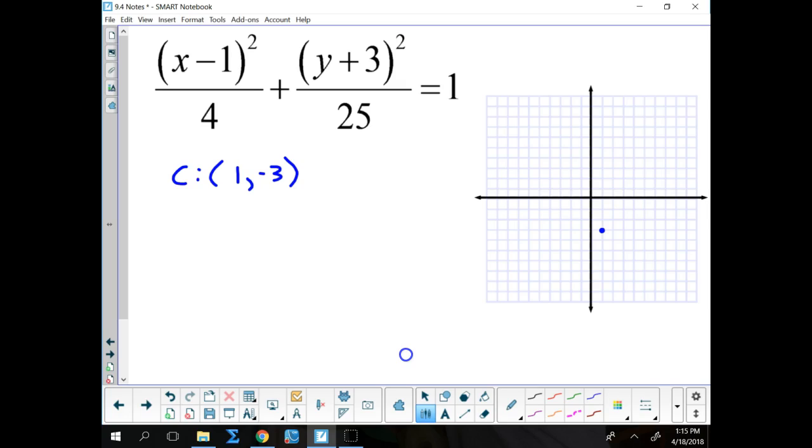Then, what number do I look at? What is the number under x? 4. Okay, what do I do with 4? I take the square root of 4. What is the square root of 4? 2. So I'm going to go where from the center? 2 right and 2 left. I'm going to put a dot. 2 right. Oops, that's 3 left. 2 left.